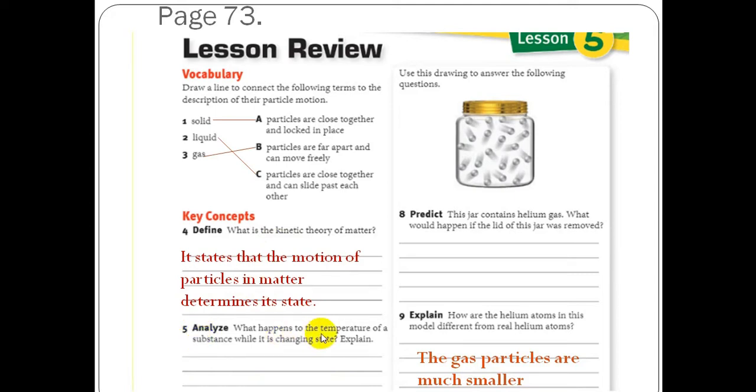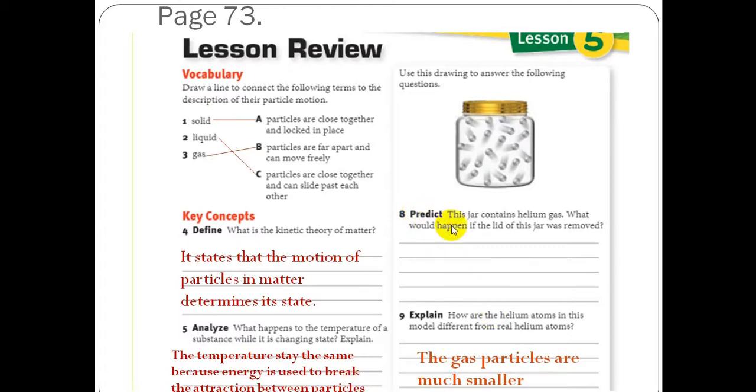Question 5. What happens to the temperature of a substance while it is changing state? When we said when water boils at 100, the temperature stays 100 until all the water evaporates. So the temperature stays the same. Temperature stays the same because energy is used to break the attraction between particles. So as we give more energy or more heat, the temperature stays the same because the energy starts to break down the attraction between particles, and that's why temperature doesn't increase.